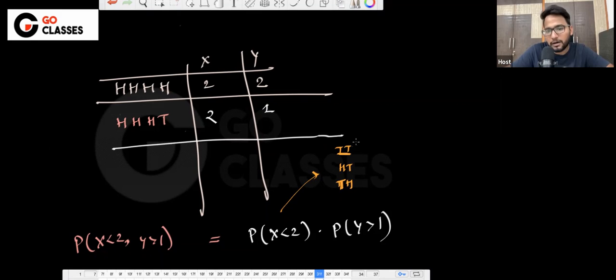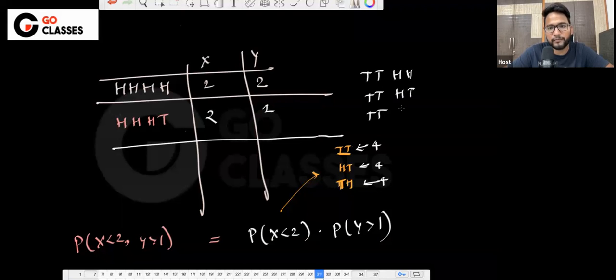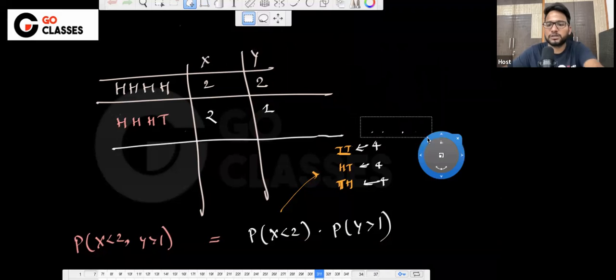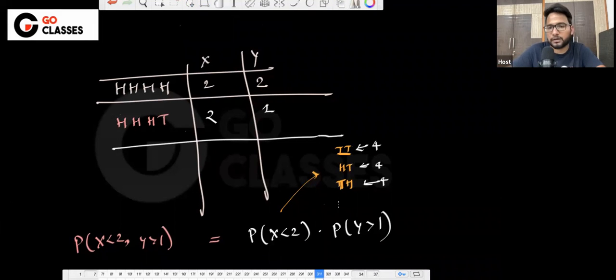But if you want the full sample space, how many possibilities do you have? Every possibility has four more possibilities associated with it. This is not just TT. This is TTHH, this is TTHT, this is TTTH, this is TTTT. So every possibility has four other possibilities. If you want, you can work with just these possibilities, because this is very much symmetric. Anyway, let me just work with this sample space.